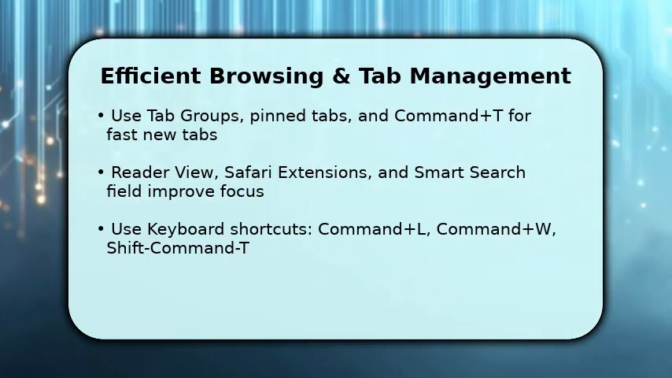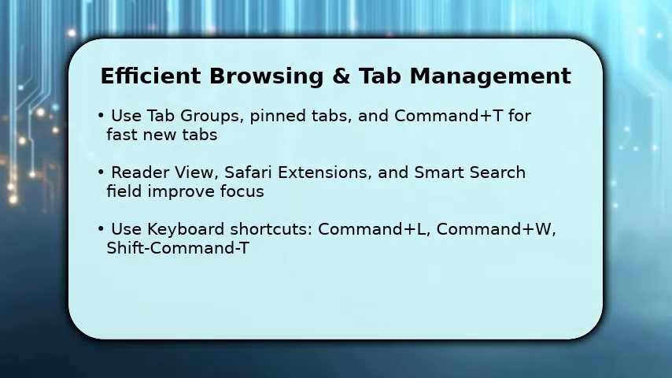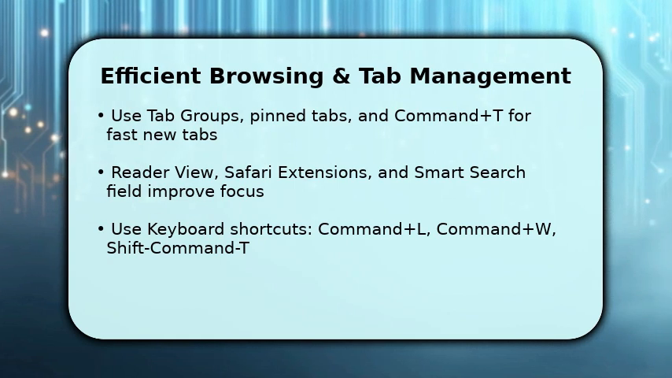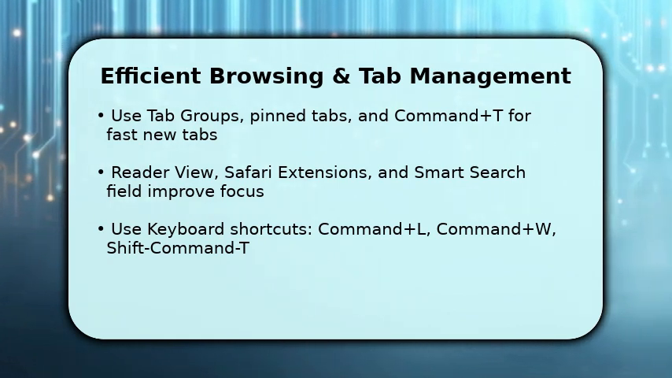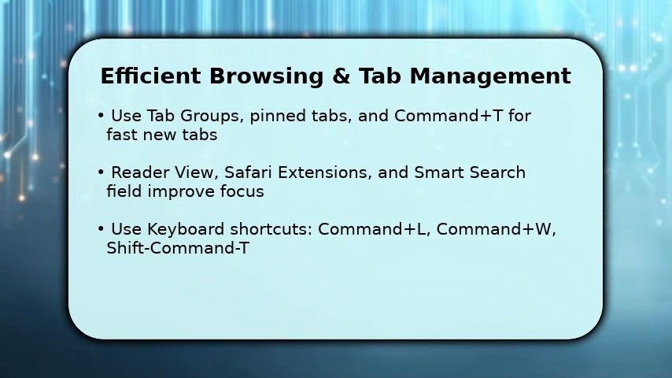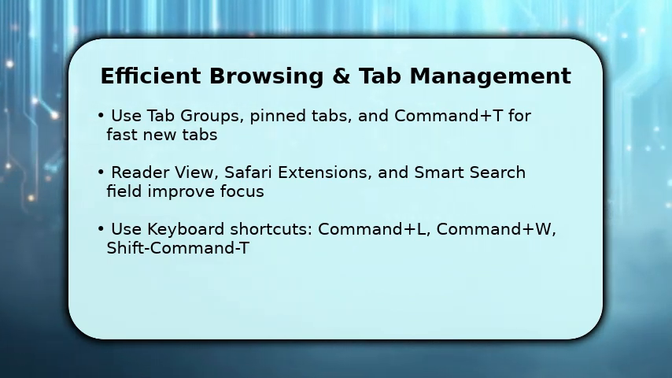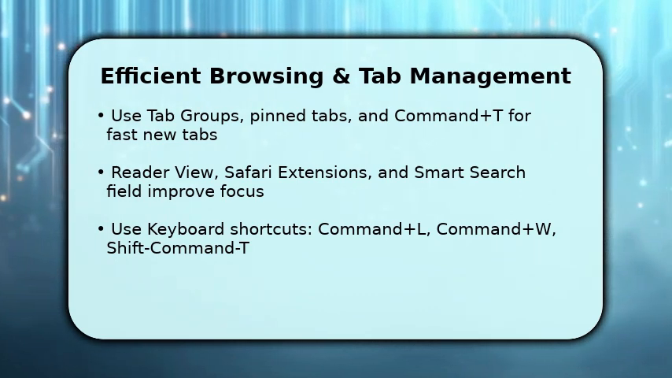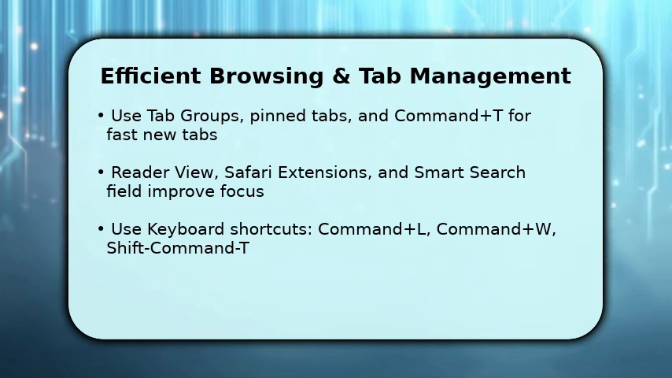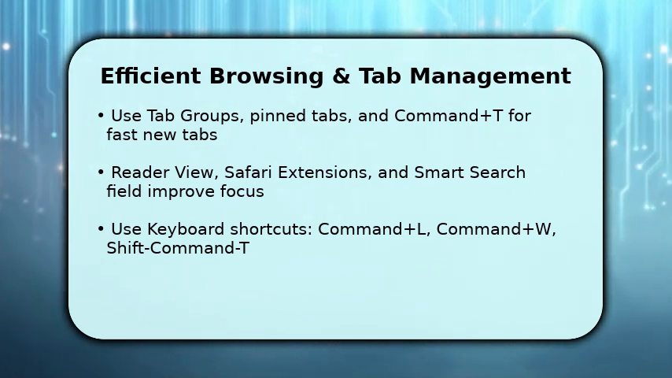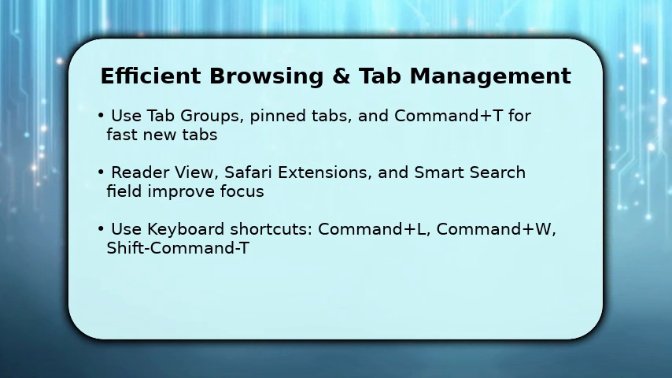Now focus on efficient browsing. Open new tabs with Command+T and group related tabs using tab groups for projects or research. This keeps your workspace tidy and saves memory. Pin frequently used sites to the left of the tab bar so they load instantly. Use the Smart Search field to search or enter URLs, and enable Reader View to remove clutter on articles.